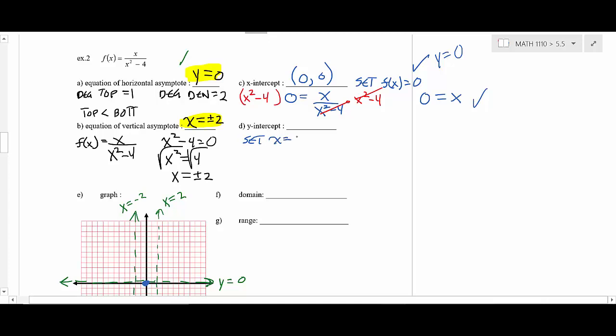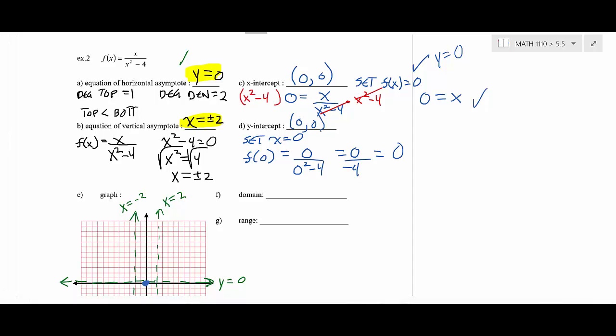Set x equals 0. It's always easier to find an x-intercept. So we just do f of 0. That's 0 over 0 squared minus 4. That's 0 over negative 4, so that's 0. It's the same thing, okay? It's the same point. So the point (0, 0) is an x- and y-intercept at the same time. Okay, so we got that.